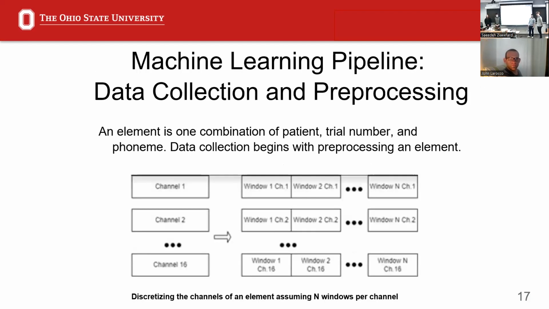Okay, so now I'll walk you through the data collection and pre-processing phases. Two things I'd like to define before we move on. An element is something we define internally. An element is one single combination of a patient, trial number, and phoneme. Say we only want to classify 3 phonemes and we do 2 trials for each phoneme for 1 patient. One element is, say, phoneme 3, trial 2, patient 1. This is what the data will look like when we're working on the machine learning side.